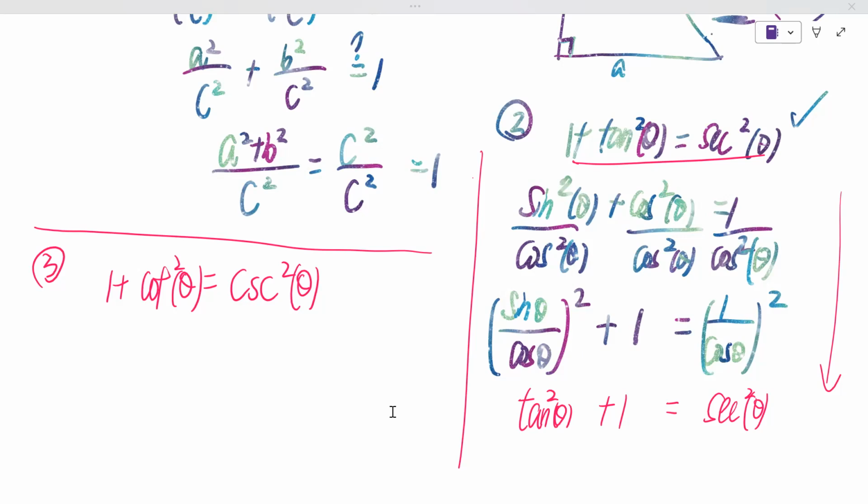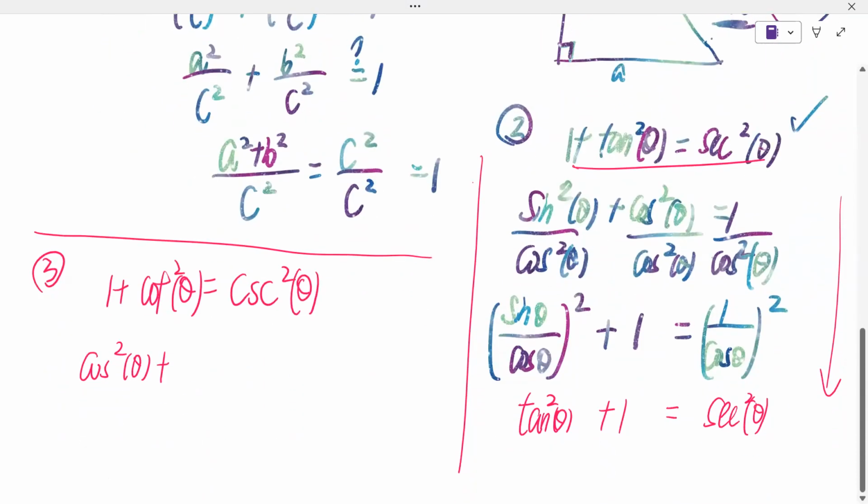All right, anybody want to share your idea how to prove this? Nope, no idea. Okay, no problem. You just basically get the original identity, right? Just move that one. So cosine theta squared plus sine theta squared equal to 1. Now you're just going to divide everything by sine theta squared.